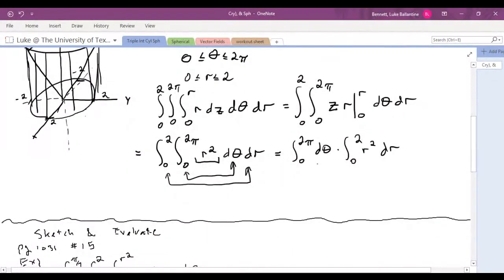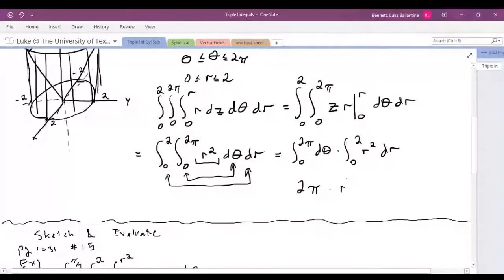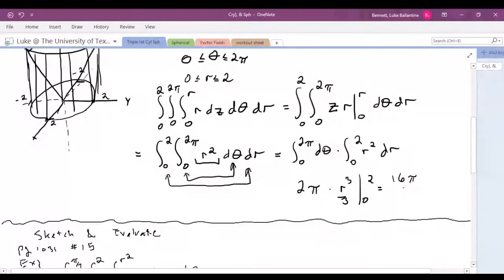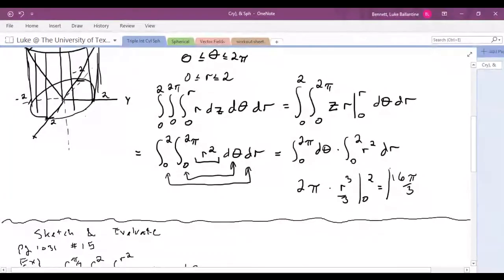The integral of 1 d theta is just theta, so we plug in 2 pi minus 0, which is just 2 pi. Then this is multiplied by r cubed over 3, evaluated from 0 to 2. Plugging in 2, we get 8. That's 8 times 2, which is 16. So we get 16 pi over 3 minus 0.